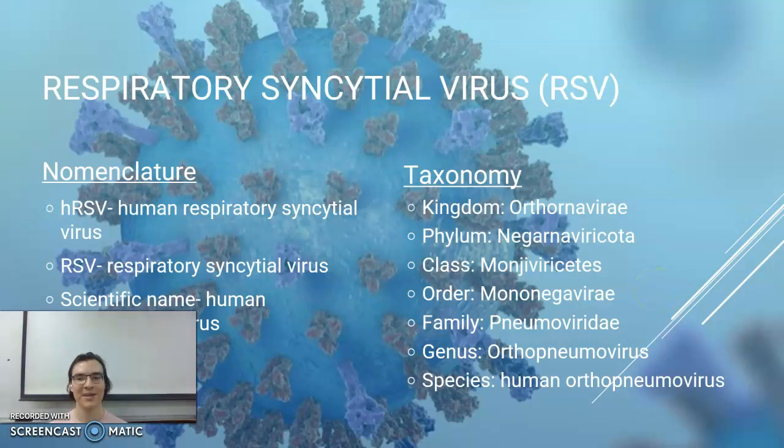So RSV has a few common names. The most common name, as you can tell by me presenting, is RSV, respiratory syncytial virus. Another common name for RSV is HRSV, human respiratory syncytial virus, and the scientific name for RSV would be human orthopneumovirus. Now, for those interested in going into the taxonomy of RSV, it is listed here to the right.